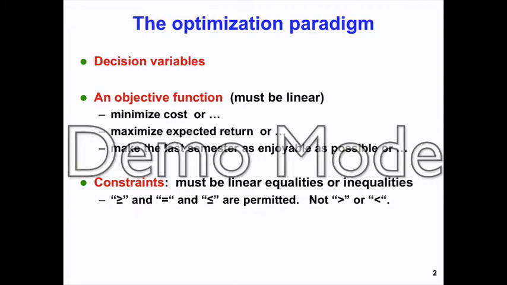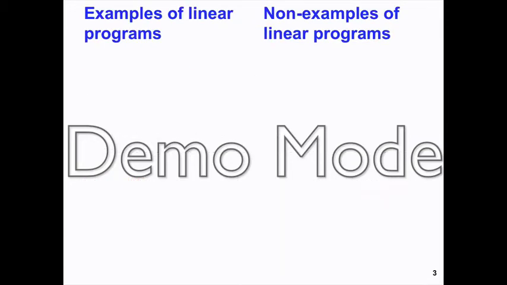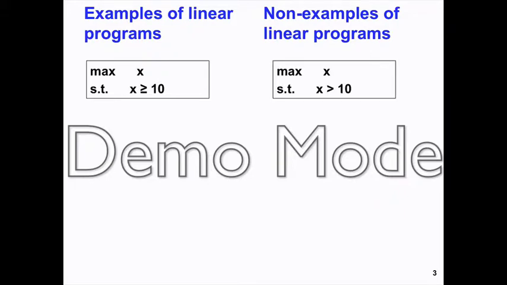We're permitted to use greater than or equal to, and less than or equal to. We cannot use greater than or less than with strict inequalities. So here are some examples of linear programs and some non-examples of linear programs. Maximize x subject to x greater than or equal to 10. Linear program. Not a linear program if you replace it by a strict inequality.